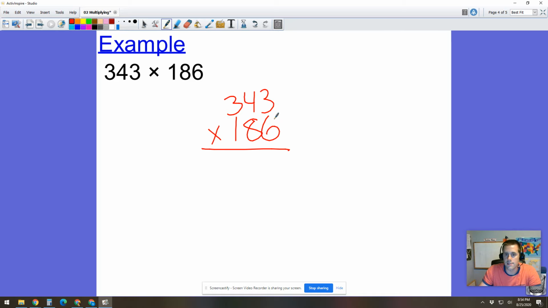All right, just like last time, we're going to start with the ones digit in our second number, in this case the 6, and we're going to multiply it times each value in the 343, starting with the ones place. 6 times 3 is 18. We're going to write the 8 and carry the 1. Now over to the tens place.